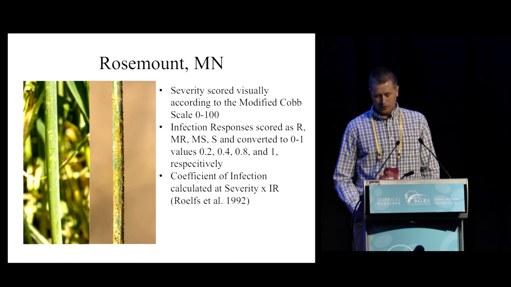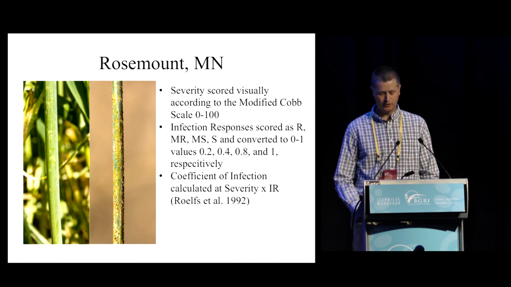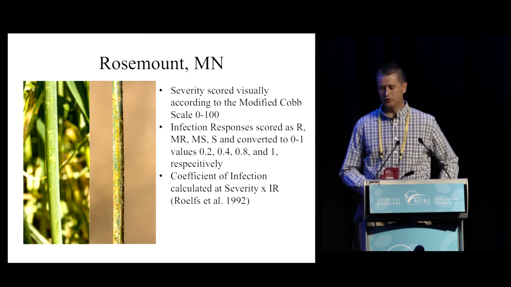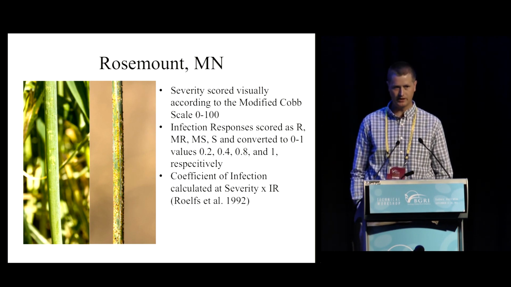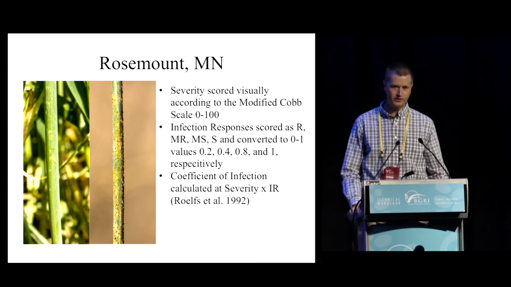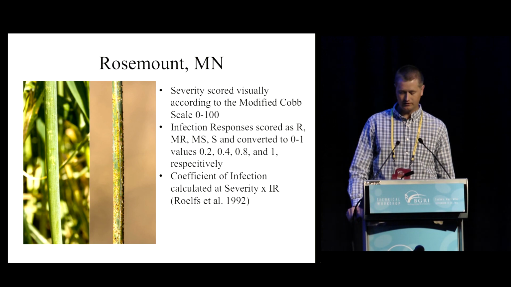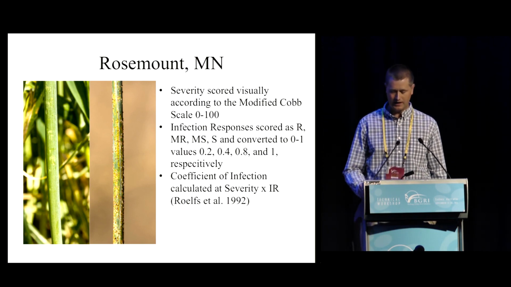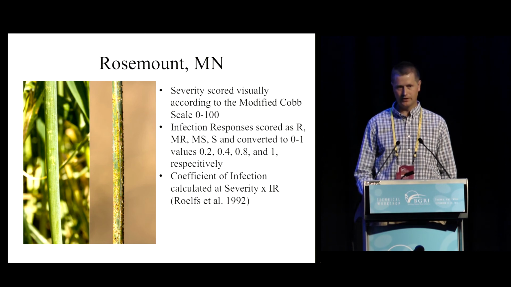The severity was recorded on the 0 to 100 modified Cobb scale. Infection responses were recorded as usual and then converted to a numerical scale according to Rolfs et al. in order to calculate coefficient of infection. We calculated coefficient of infection to best estimate yield loss. That's what we're really interested in studying stem rust, is its effect on yield. And so for the rest of the talk, when I talk about the field data for stem rust, I'm going to be referencing coefficient of infection.